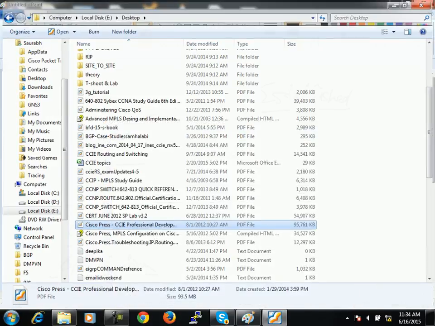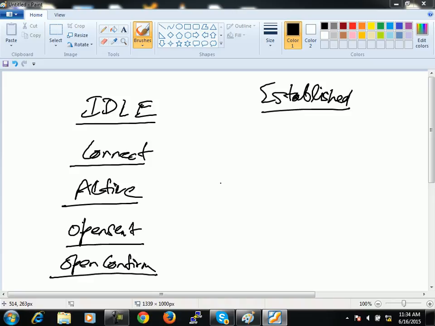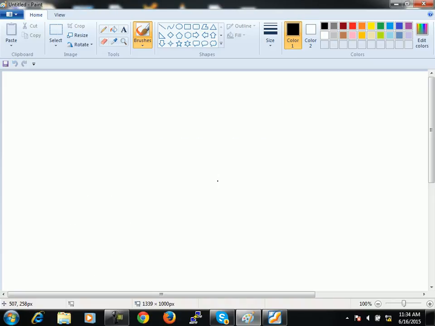As I discussed earlier, let me tell you some basics of BGP now. I will discuss some basic things. It supports authentication, but only one type of authentication, which is MD5.